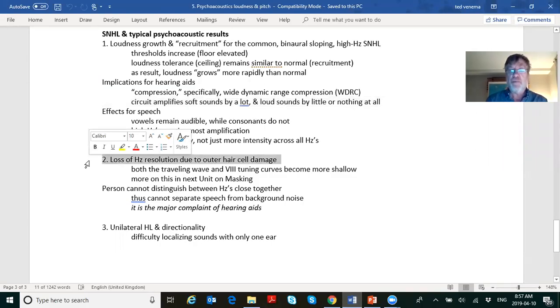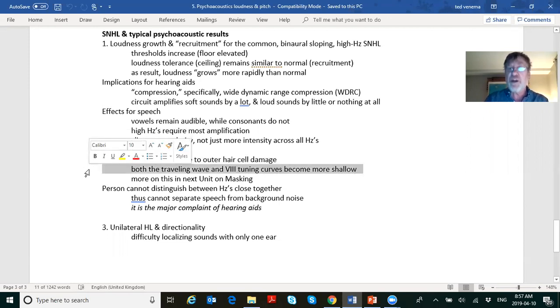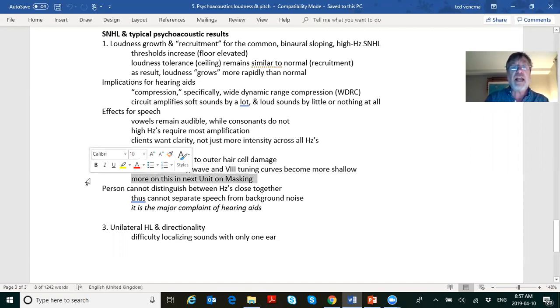The second one, loss of frequency resolution due to outer hair cell damage. We've covered that today. Both the traveling wave and eighth nerve tuning curves become more shallow. We'll look again next week at masking, upward spread of masking, and we'll look at a different kind of tuning curve called a psychophysical tuning curve.